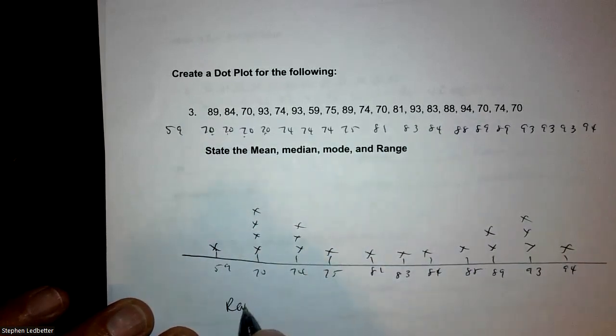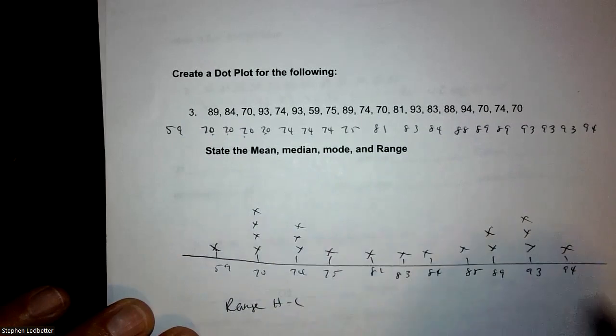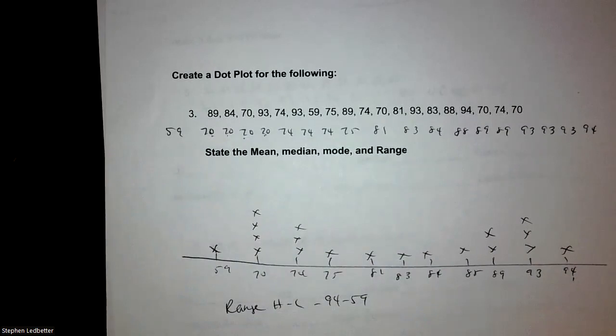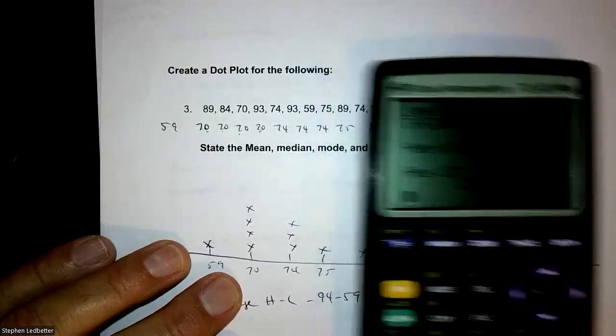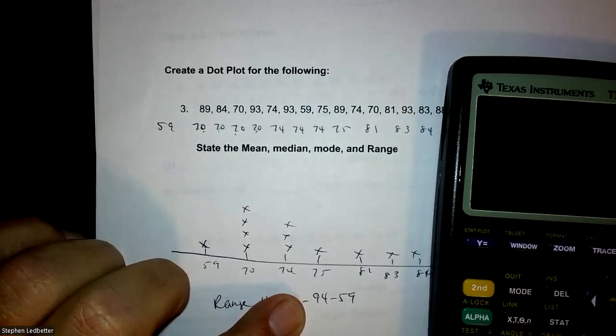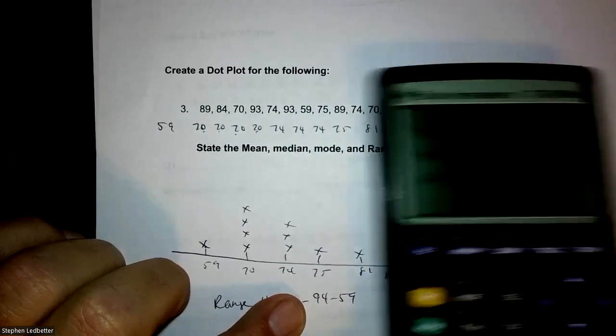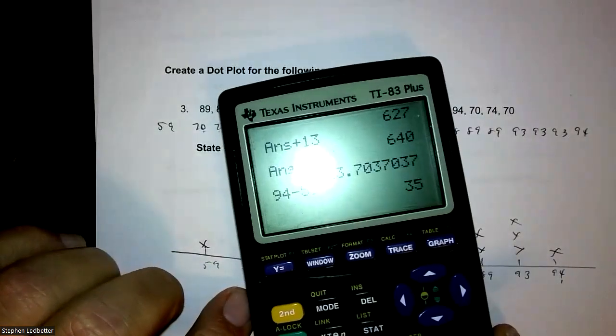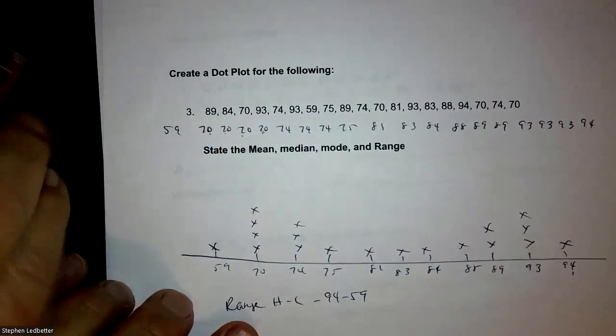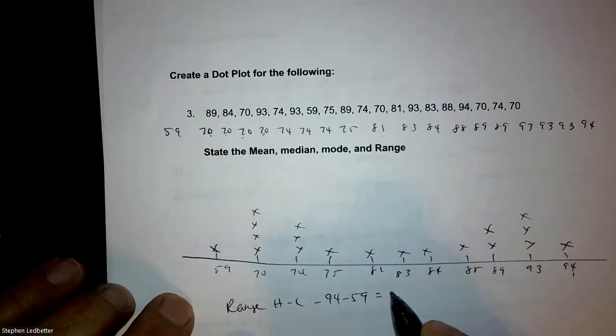All right, so range again is the highest minus the lowest. So it looks like I have 94 minus 59. So let's just take my calculator. It's a very simple process. So clear it, say 94 minus 59, and I get an answer of 35.